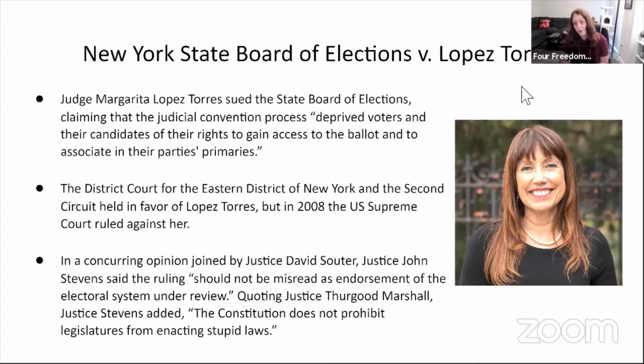And so a lot of folks, when you ask them about this, will tell you that the New York system was upheld at the Supreme Court, and that is absolutely true. But I do enjoy sharing this quote, which you can see here at the bottom, and I'll read it. In a concurring opinion, joined by Justice David Souter, Justice John Stevens said the ruling should not be misread as endorsement of the electoral system under review. And quoting Justice Thurgood Marshall added, "The Constitution does not prohibit legislatures from enacting stupid laws."